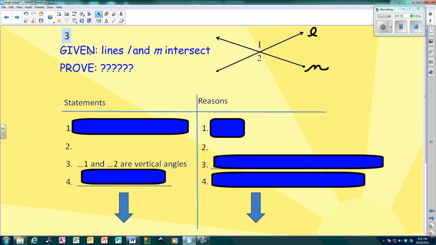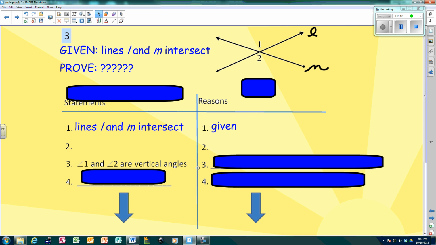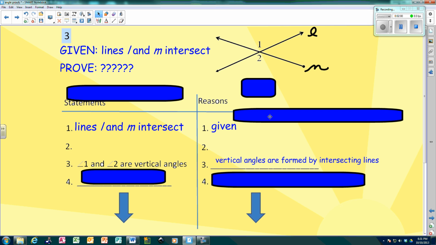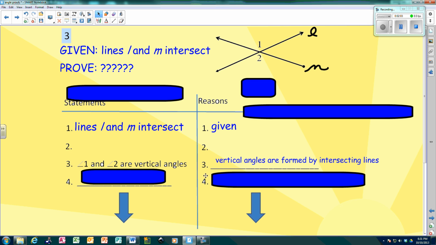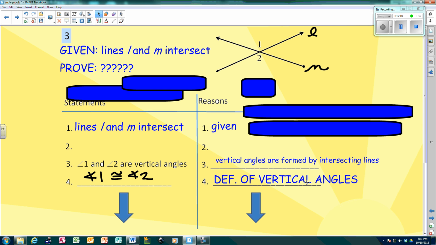Given, they didn't really give us anything, so I kind of added some things in here. Given, lines L and M intersect. And proving who knows what, but just to kind of get you going. So the very first statement would be lines L and M intersect because they're given. Number 2, angle 1 and angle 2 are vertical angles. Vertical angles are formed by intersecting lines. And the next thing I could state would be that angle 1 is congruent to angle 2 because it's the definition of vertical angles. So depending on where you are in the proof, you can come up with different things.